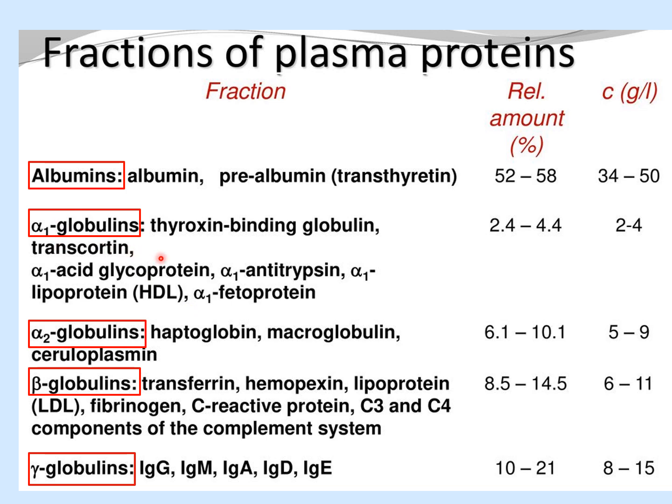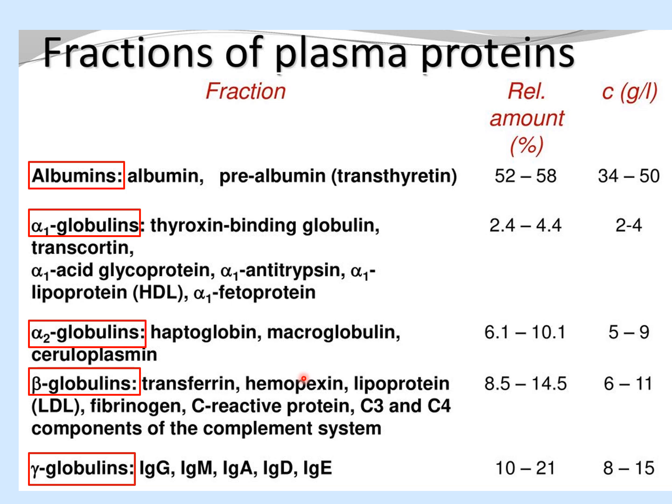In alpha 1 globulins we can find TBG, thyroxine binding globulin. According to the name, you understand this protein is necessary for transport of thyroxine. Transcortin is the next protein. Alpha 1 acidic glycoprotein, alpha 1 antitrypsin, and other proteins can be in this fraction. We will study with you all fractions, all these proteins and all functions of these proteins.